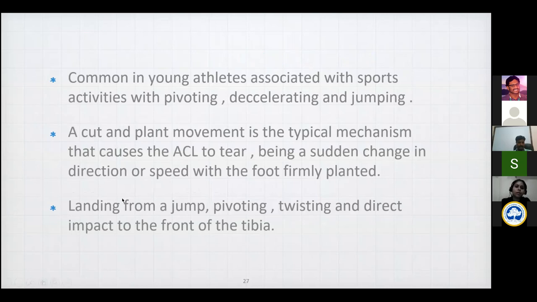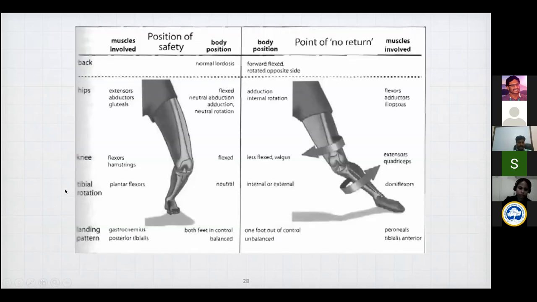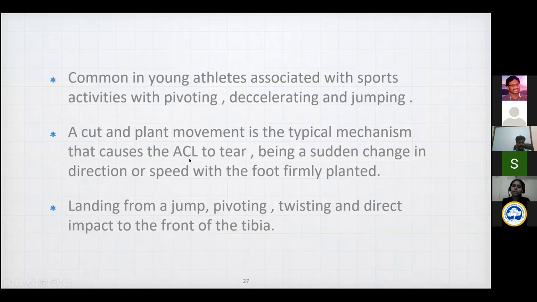Okay, fine. So it is more common in young athletes associated with sports activities with pivoting, decelerating and jumping. A cut and plant movement is the typical mechanism that causes the ACL to tear, being a sudden change in direction or speed with the foot firmly planted. When the foot is firmly planted and we are trying to move in some other direction, the rotational twisting, landing from jump, pivoting, twisting, and direct impact on the front of tibia can be the mechanism of injury.